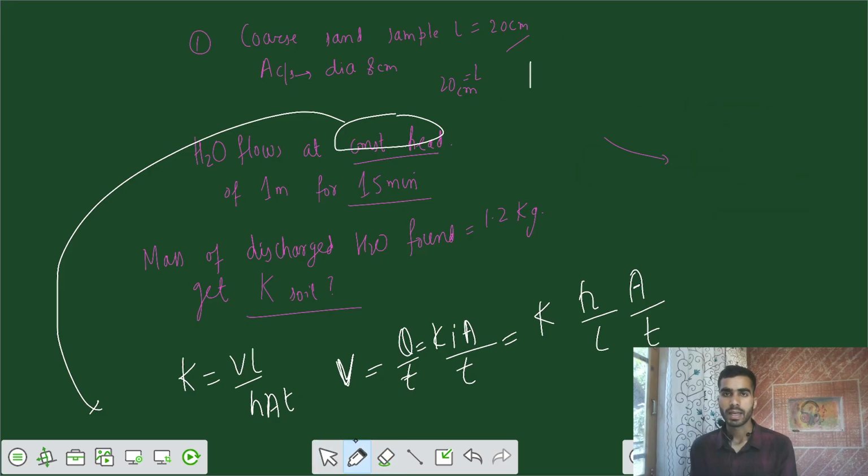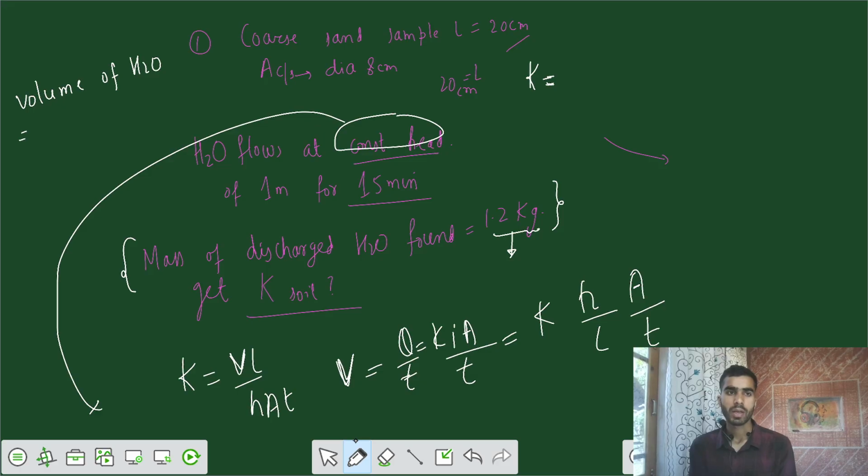So we have K equals to V. What is the volume of the soil mass? Can you get the volume? We are collecting this mass of discharge water as 1.2 kgs. From that, can you get the volume of water? What is the volume of water collected?